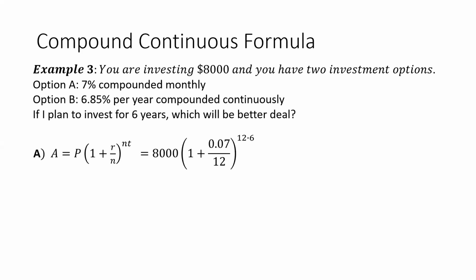My principal is 8,000. My rate is 7%, so as a decimal, that's 0.07. My compounding is monthly, so that's 12. And then I said that I'm going to invest for 6 years, so my t is 6. And then I'm going to just throw that into my calculator. And I find that my future value is going to be approximately $12,120.84.